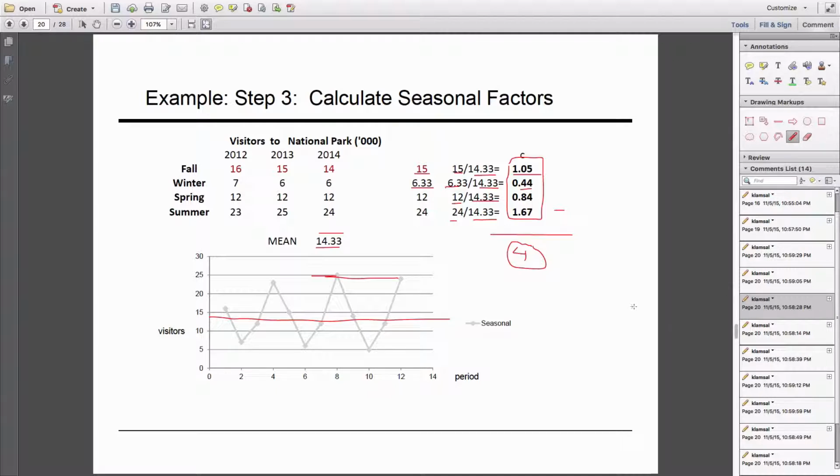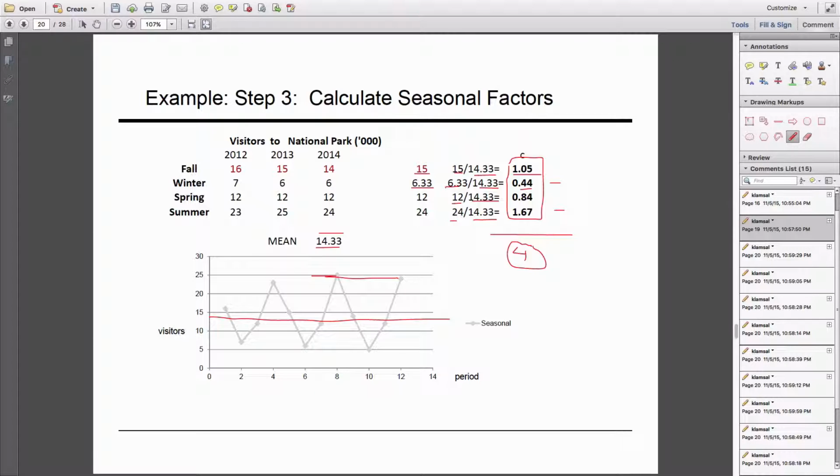The winter has a seasonality factor of 0.44. What it means is, on average, the winter demand is about 0.44 times the total average. All right. Now the next step is deseasonalizing.